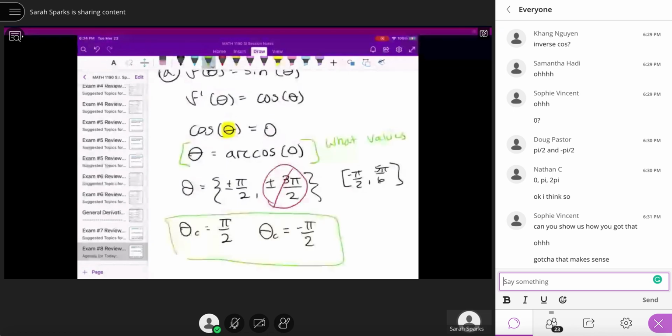Any other questions on this one? I picked this one because it's a trig problem, and I feel like some of y'all might have forgotten how to find the values this way.